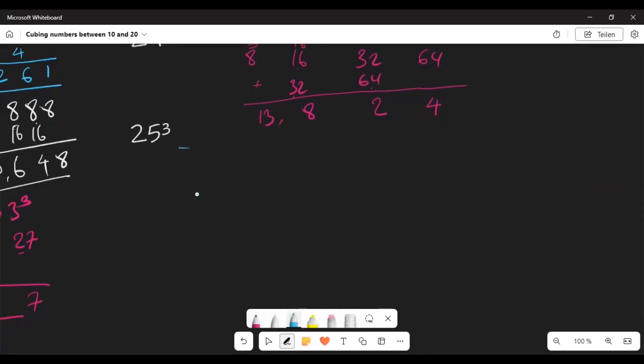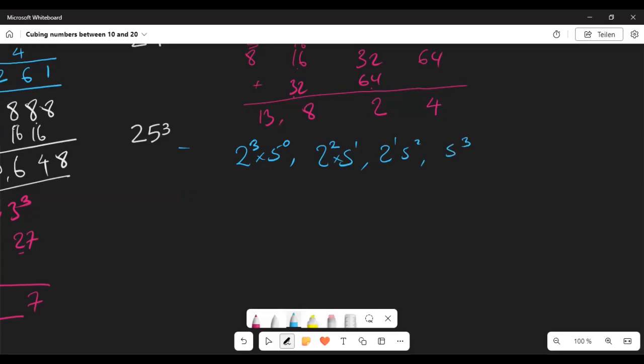We have 25. So for 25, we know we're going to have 5 cubed multiplied by 5 power 0. So that we get the numbers that we're multiplying. And then we're going to have here 2 squared multiplied by 5 power 1. And then we're going to take 2 power 1 multiplied by 5 squared. And then last, we're going to have 5 cubed.